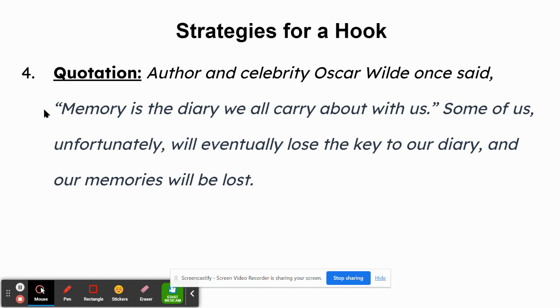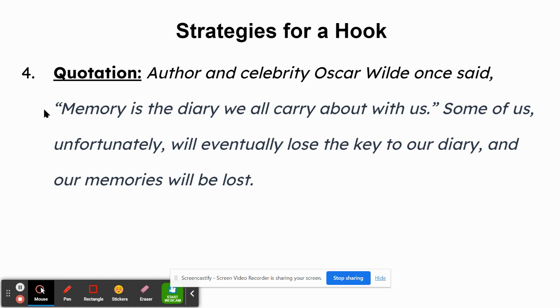The fourth option is a quotation. Since we're talking about amnesia and loss of memory, I looked up quotes about memory. I had to look through 10, 15, 20 quotes before I found one that really captured what I was going for. So here is a quotation. And again, just first words out of my mouth. Author and celebrity Oscar Wilde once said, "Memory is the diary we all carry around with us." Some of us, unfortunately, will eventually lose the key to our diary and our memories will be lost. And at that point, you would transition to your thesis, but we've hooked the audience. That's the whole goal here.